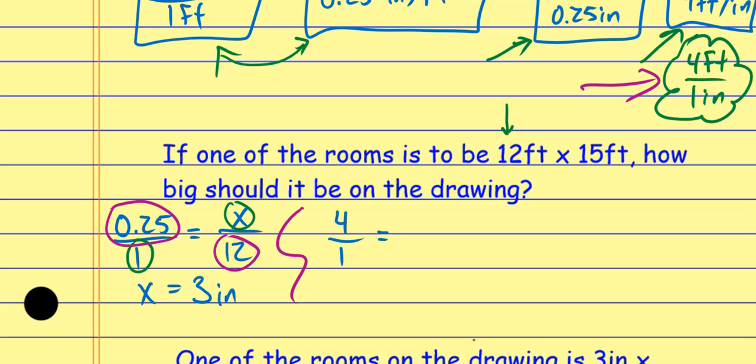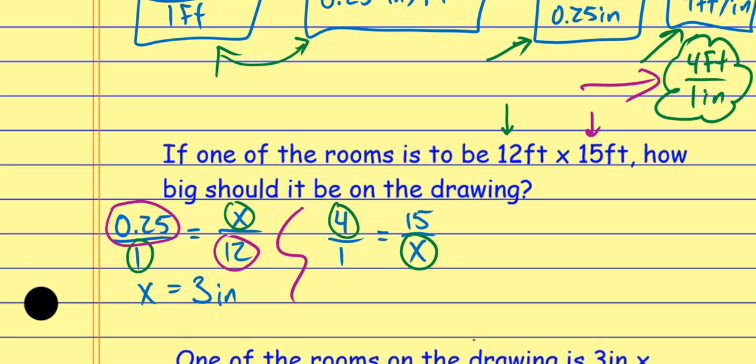The other thing is I have to make sure I set this up the same way. So now that I'm using this ratio, that was 4 actual feet goes to 1 inch on the drawing. So if I'm looking at 15 feet, well, that would be 15 feet in real life is how many inches on the drawing. And so make sure you set up each fraction the same way. Like when I did the 12 feet, I did inches over feet, so the next one had to be inches over feet. This time I did feet over inches, so I have to do feet over inches for the second fraction. Cross multiply.